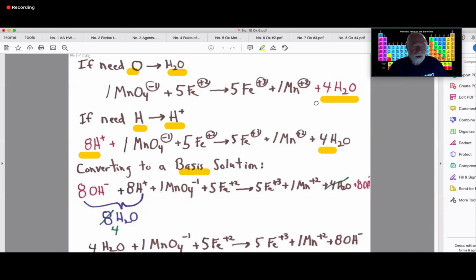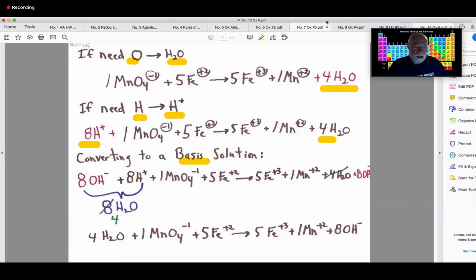By the way, to balance a basic solution, what do you think you use? You don't use hydrogen ions. What do you think you use? Hydroxide, right, okay. Now, what I want to show you is this. I'm going to show you how to convert an acid solution to a basic solution. It's really simple. You can do it in 3 simple steps.